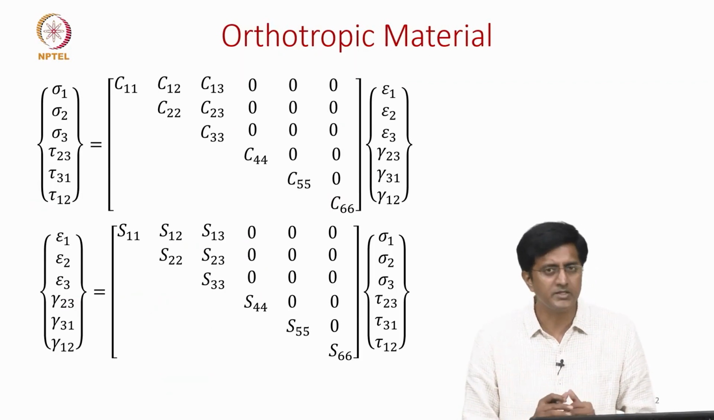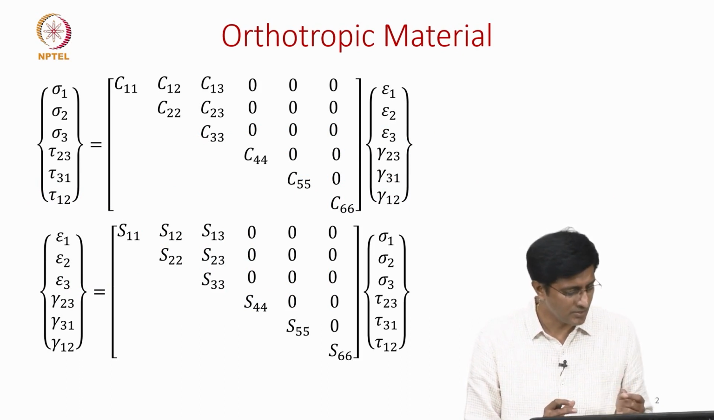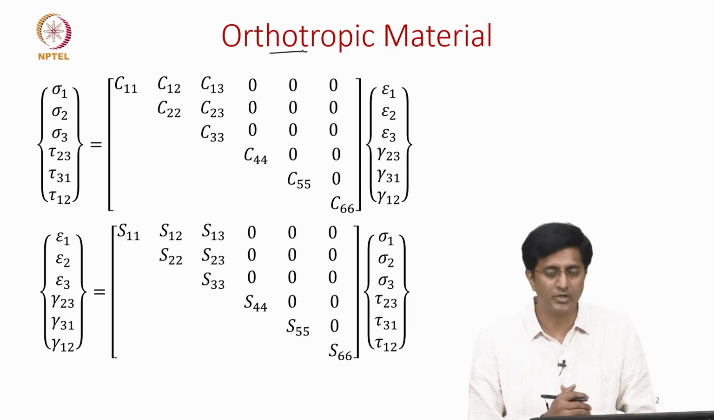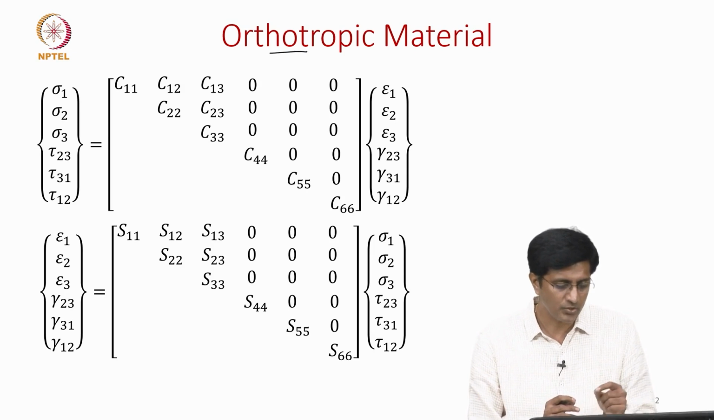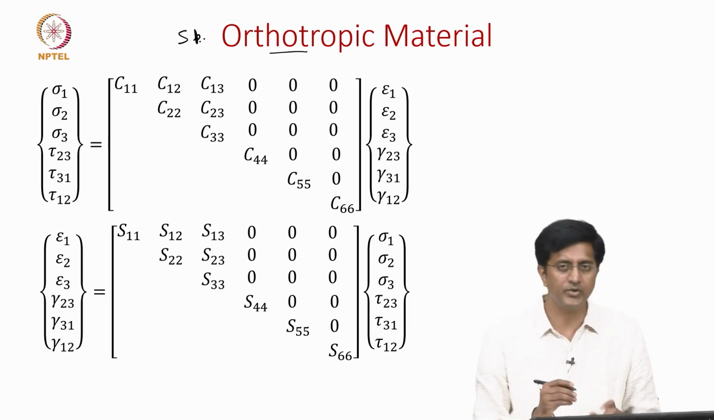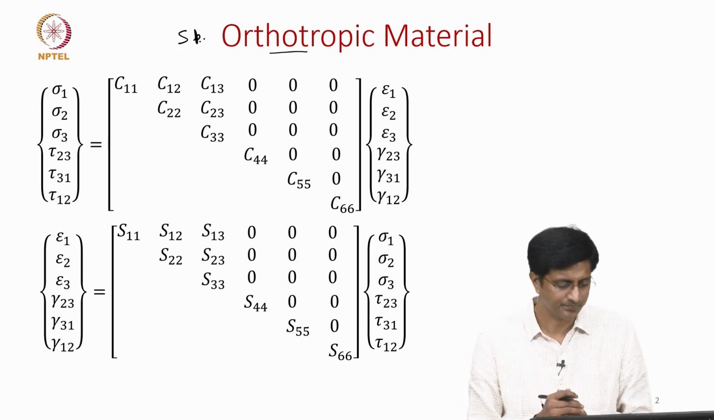So, just to summarize, to recap, last class we showed these are the stress strain relations and the strain stress relation for an orthotropic material. And maybe I should repeat it again, since we see that most of the components are going to 0, this is actually for a specially orthotropic material where the coordinate system chosen is aligned along the 3 principal directions.